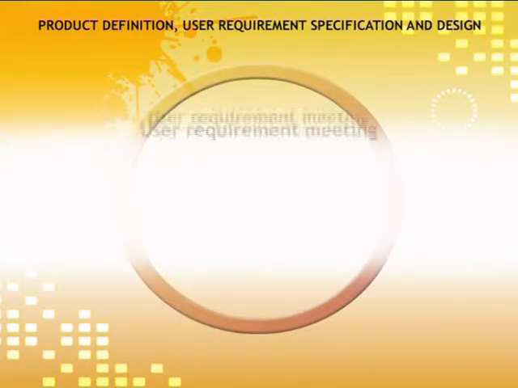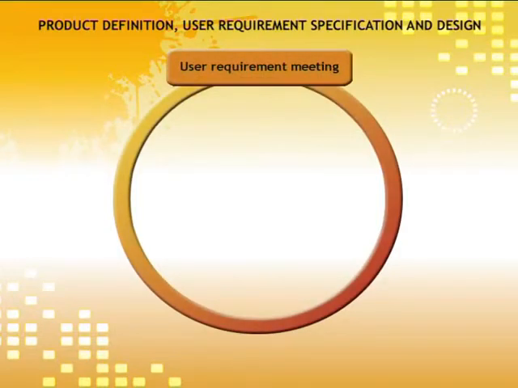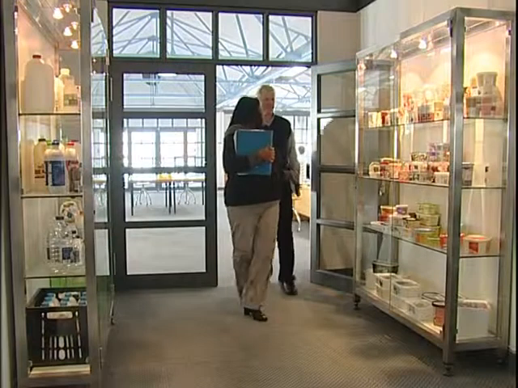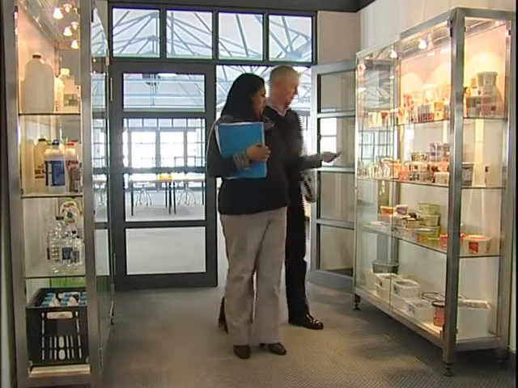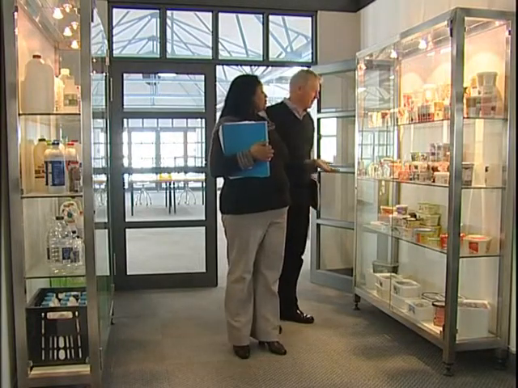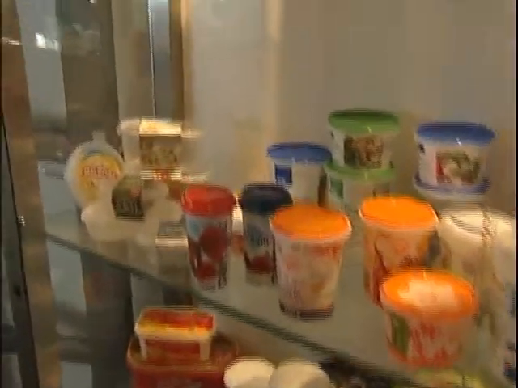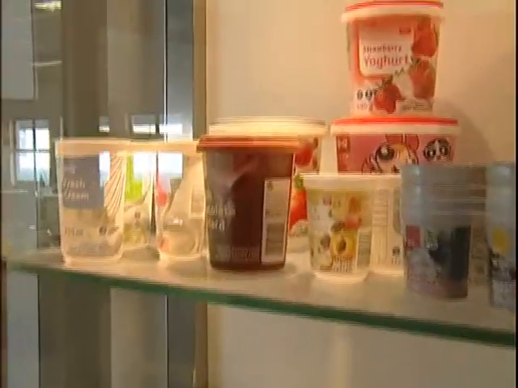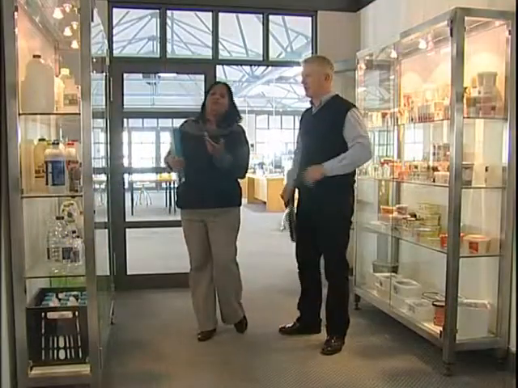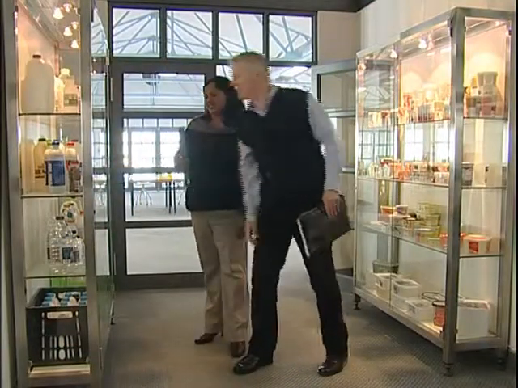User requirement meeting. The product development lifecycle starts when the client, who can be an individual or company, requiring the design, development and production of a new product, meets with a representative of the sales and marketing department of the manufacturer. At this user requirement meeting, the client's product requirements are defined and product specifications are formulated.